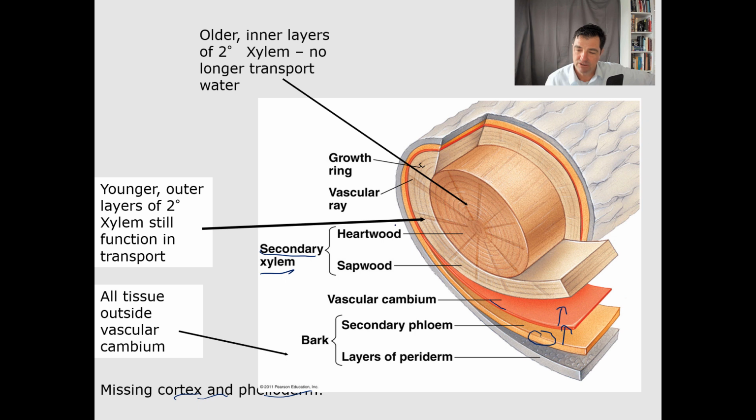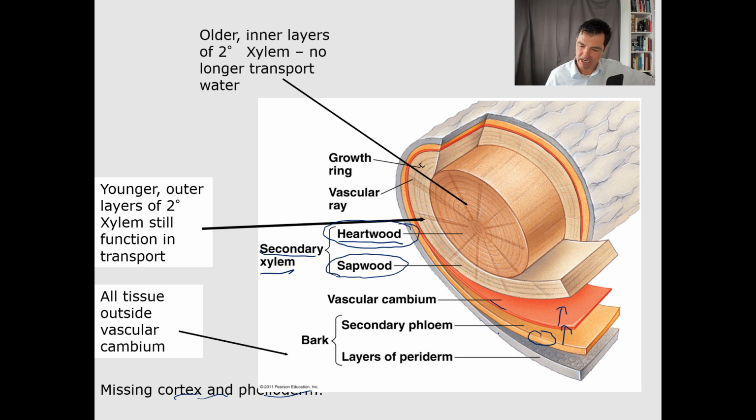And that secondary xylem, the deeper, older ones are called heartwood. And those tend to not transport water anymore. Those cells sort of die and they just stay there as support. And then the outermost ones are called the sapwood, and those still transport water.